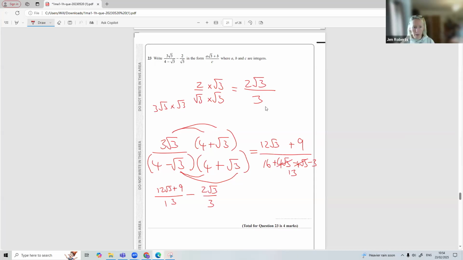So what's our common denominator for subtracting fractions? I'm going to get that by doing 13 times 3, which is 39.